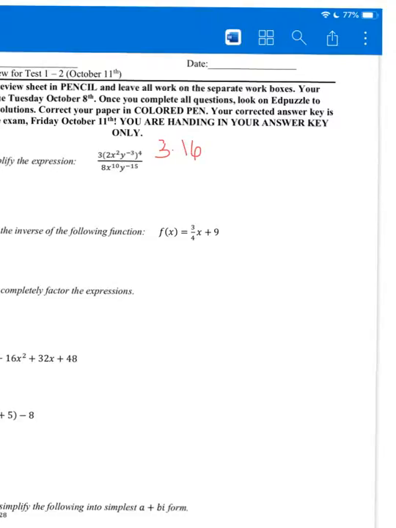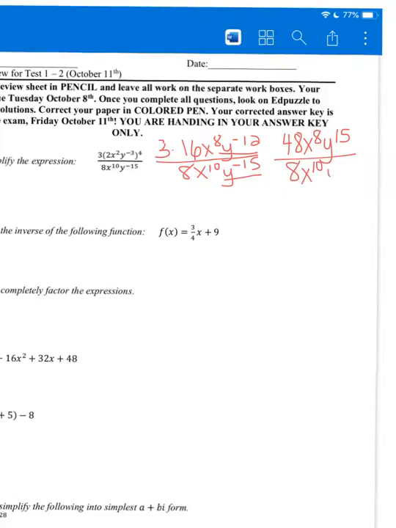And then we have power to power, you multiply. So x squared to the fourth is x to the 8th. And then y to the negative 12th. Divided by, this is now 8x to the 10th, y to the negative 15th. So I'm going to actually multiply 3 times 16 to give me 48 in a second. And I also want to switch the y's around because they both have negative exponents. So now I have 48 x to the 8th, y to the positive 15th, divided by 8, x to the 10th, y to the positive 12th.